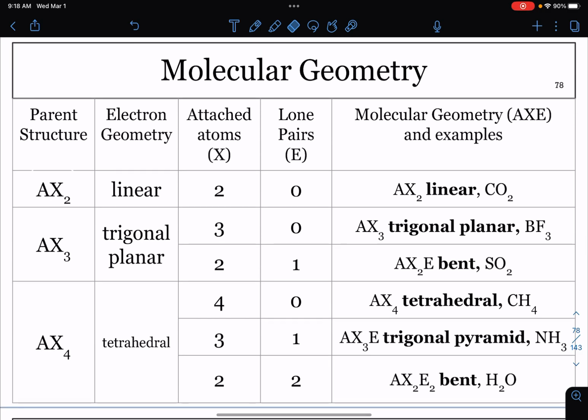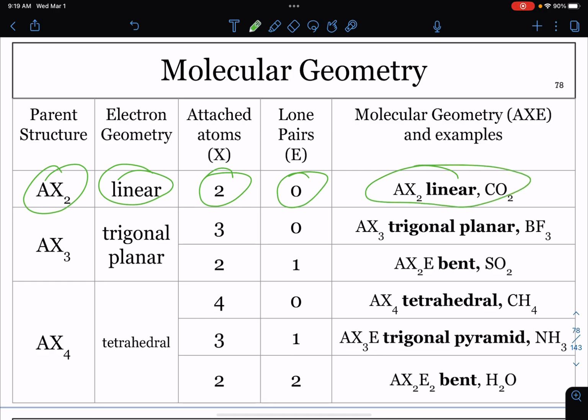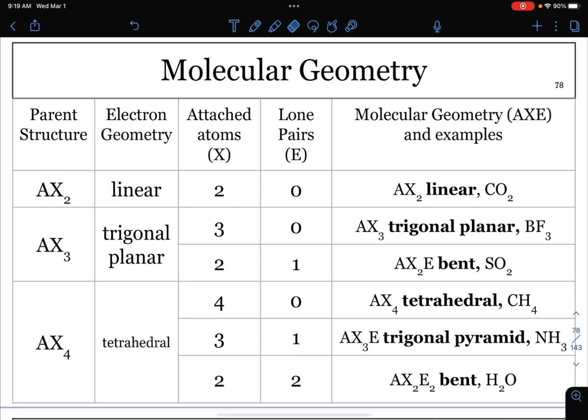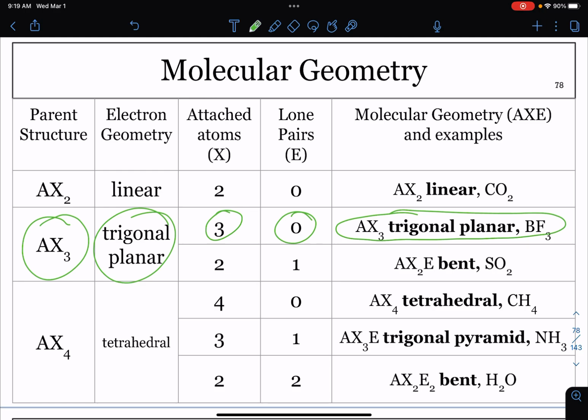If you have the parent structure of AX2, the electron geometry is linear, and if both of those electron domains are attached atoms and you don't have any lone pairs on the central atom, then the molecular geometry is still called linear, and our example is CO2, which we've already seen. Let's look at AX3 as our parent structure. The electron geometry is called trigonal planar. If all 3 of those electron domains are attached atoms and you have 0 lone pairs on the central atom, the molecular geometry still has the same name as the electron geometry, trigonal planar, and our example is BF3 that we've seen.